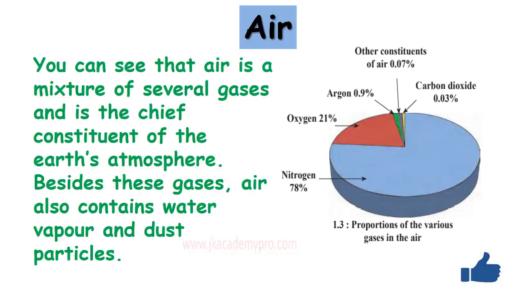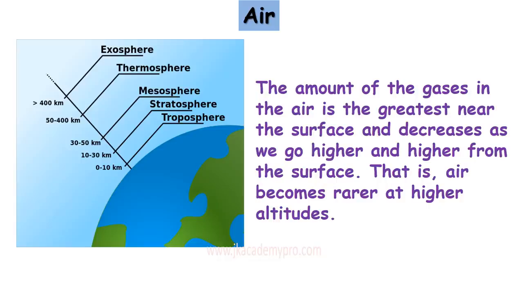Besides these gases, air also contains water vapor and dust particles. We have learnt the various layers of the atmosphere. Now, the amount of gases in the air is the greatest near the surface and it decreases. That is, the amount of gases in the atmosphere decreases as it goes higher and higher from the surface. That is, air becomes rare at higher altitudes. Rare at the higher altitudes means it becomes very less as it goes away from the surface of the earth.